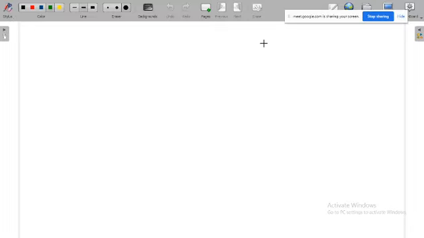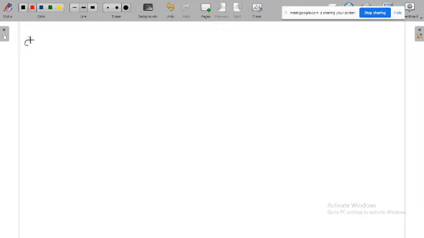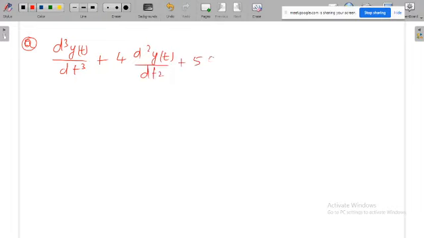So next, the given question is a differential equation. We have to determine whether the given differential equation is linear or non-linear. The question is: d cubed y(t) divided by dt cubed, plus 4 d squared y(t) divided by dt squared, plus 5 dy divided by dt, plus y(t), is equal to x(t). Can anybody tell me what is the status of this equation, whether it is linear or non-linear, from your basic experience?